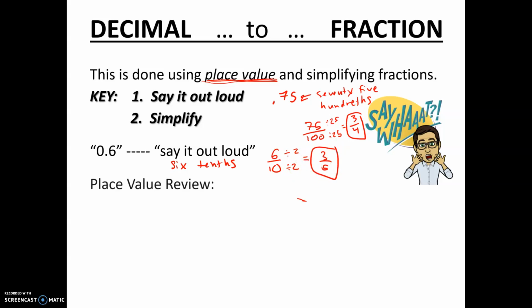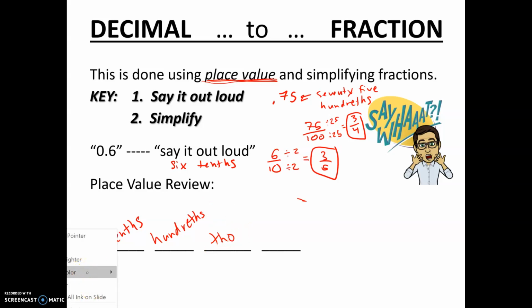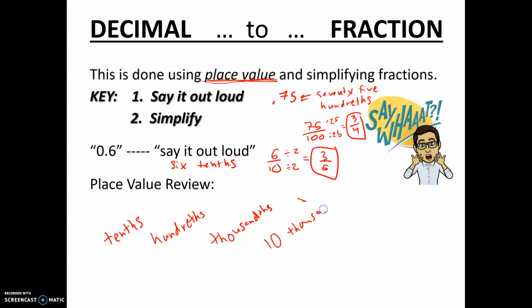All right. So let's just do a quick place value review. Don't forget that this is the tenths spot, the hundredths, the thousandths, and then the 10,000ths. Okay, so let's look at some examples of those and just do them pretty quickly.